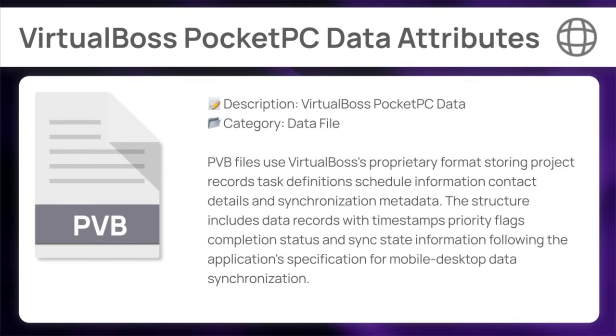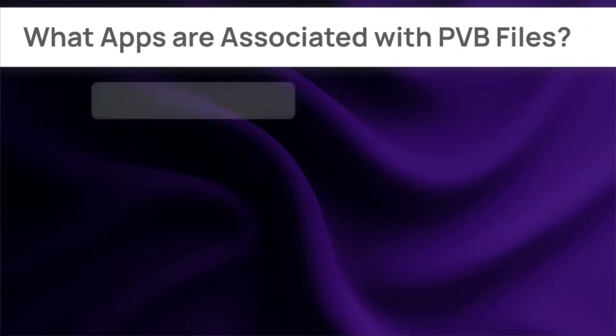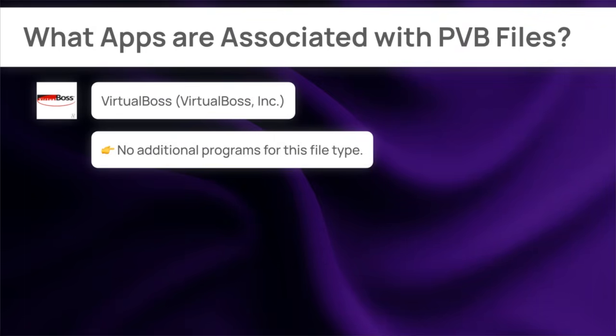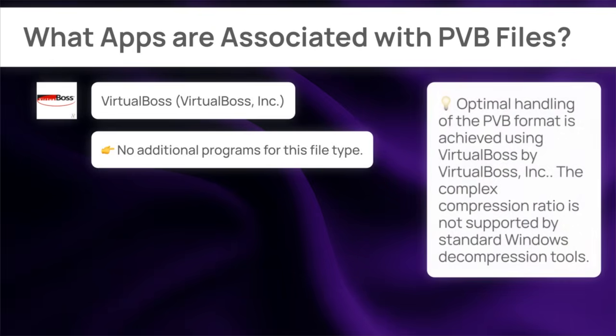The structure includes data records with timestamps, priority flags, completion status, and sync state information, following the application's specification for mobile desktop data synchronization. The specific reading module for PVB files is provided by VirtualBoss from VirtualBoss Inc. The complex compression ratio is not supported by standard Windows decompression tools. Windows offers limited insight into these files, so interpretation relies on the application that generated them.